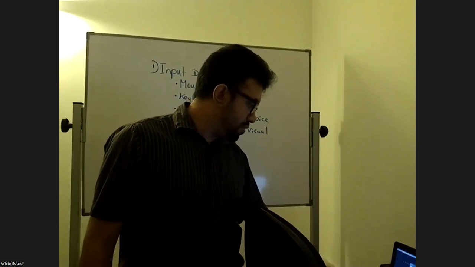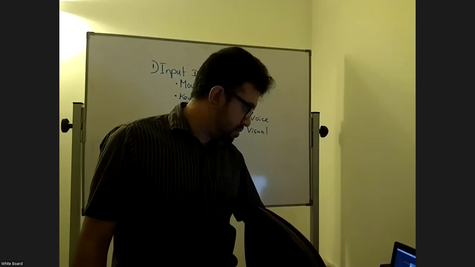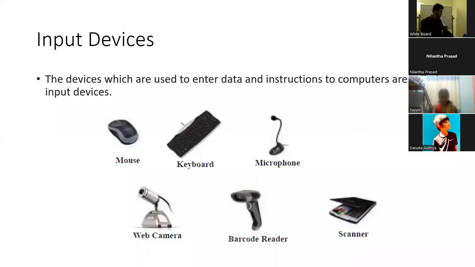So I will show you the screen again, and what are the things that you can see here? Mouse, keyboard, microphone, webcam, those four are there. There are two more things, barcode reader and scanner.